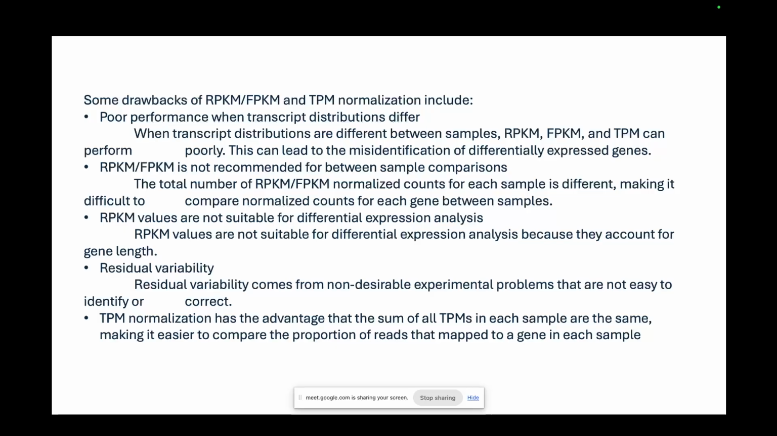But there are some drawbacks of these normalizations. Firstly, there is poor performance when transcript distributions differ between samples. If transcript distributions themselves are differing, in terms of coverage as I was saying, that can be one of the reasons, and in that case these normalization techniques probably won't work very well. There can also be residual variability from undesirable experimental problems that are not easy to identify or correct. So even after you take all these normalization steps, there can be such issues.